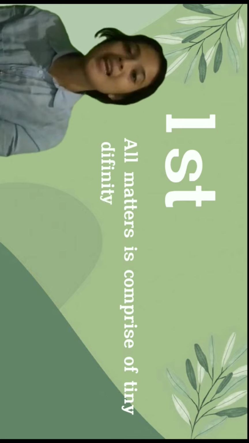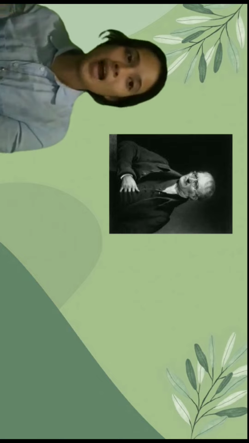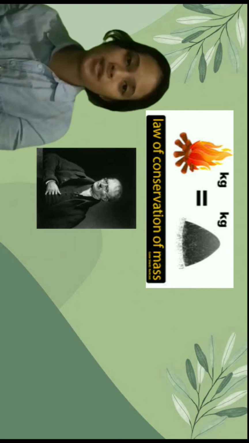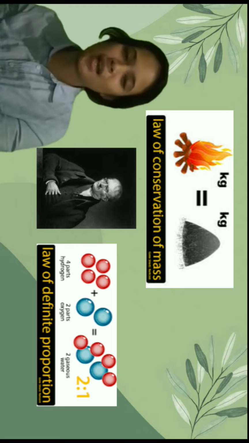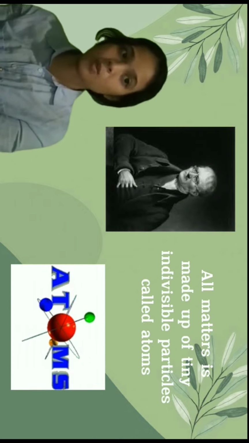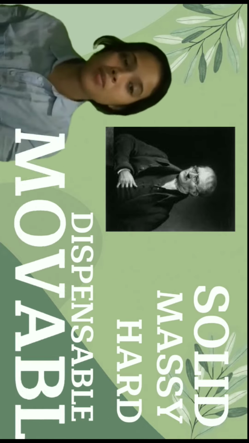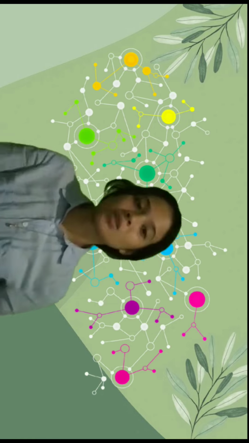First is that all matter is comprised of tiny, definite particles called atoms. He hypothesized that the law of conservation of mass and the law of definite proportions could be explained using the idea of atoms. He proposed that all matter is made of tiny, indivisible particles called atoms, which he imagined as solid, massy, hard, impenetrable, movable particles.